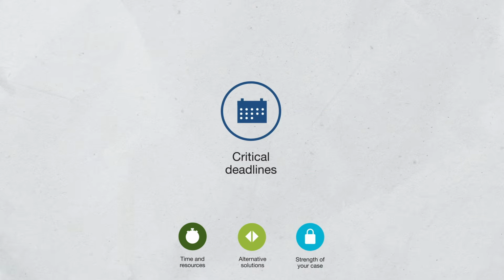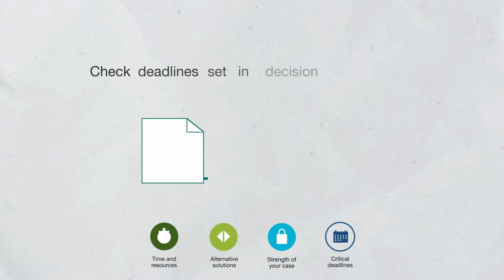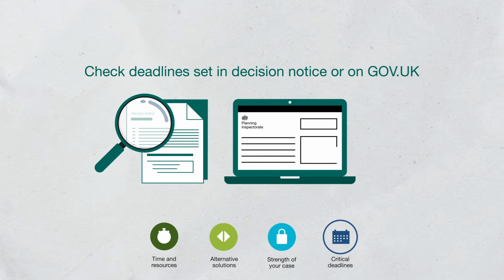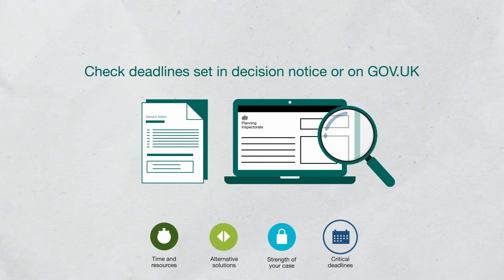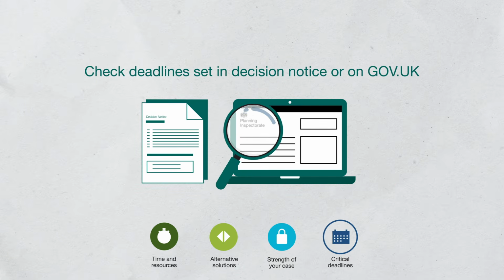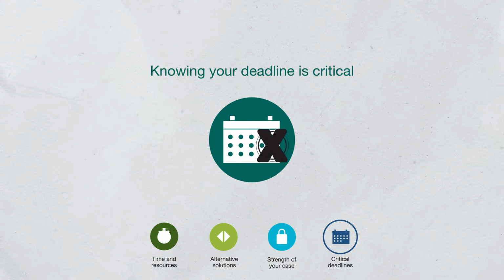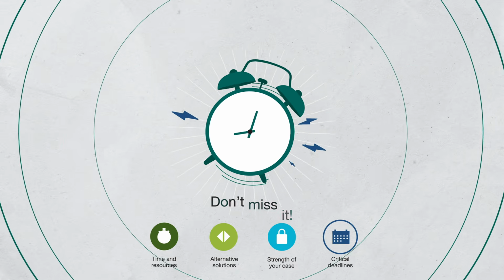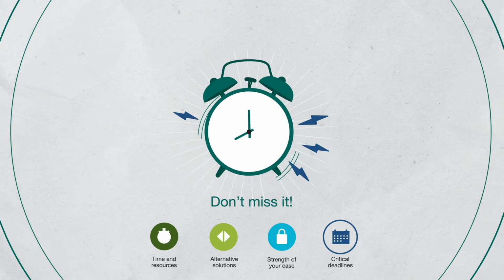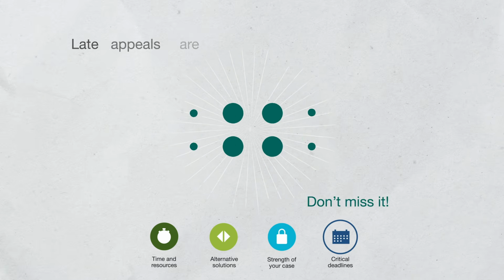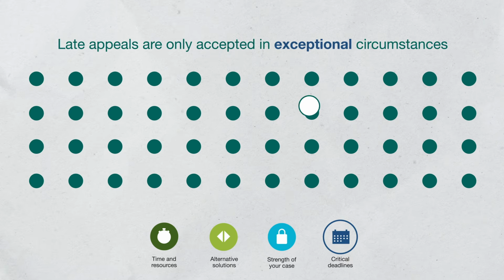Critical deadlines. Make sure you check the deadlines set out in the decision notice or on gov.uk. As different applications have different time limits, knowing your appeal deadline is critical. Miss it, and you'll lose your right to appeal. Deadlines are absolute. We only accept late appeals in exceptional circumstances.